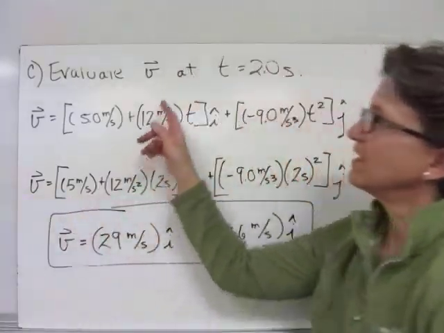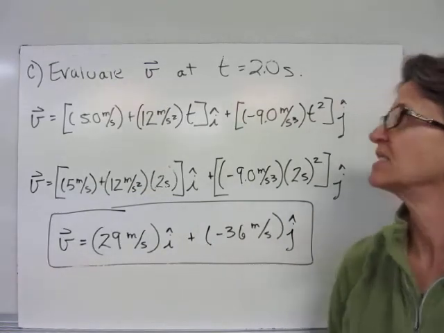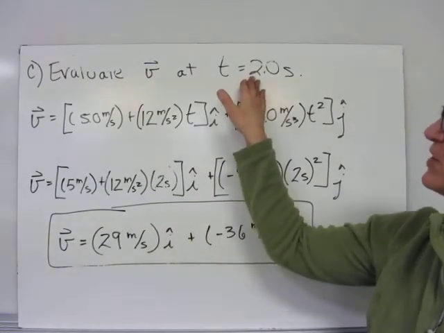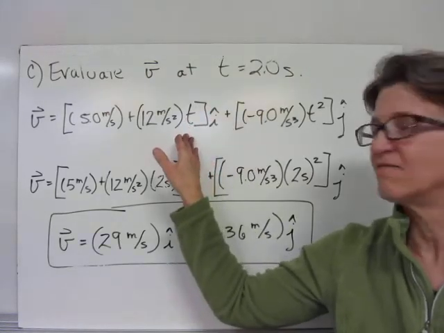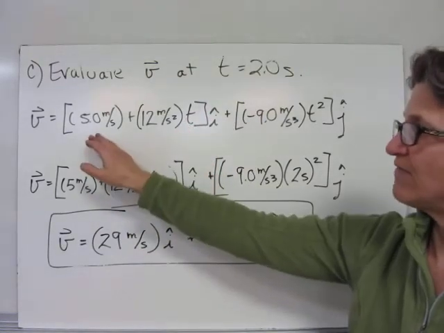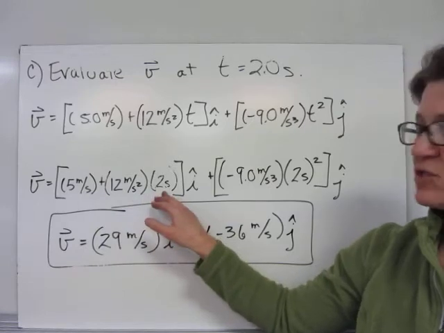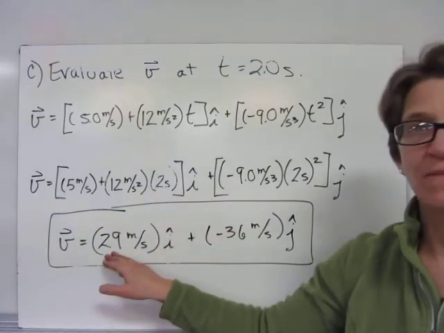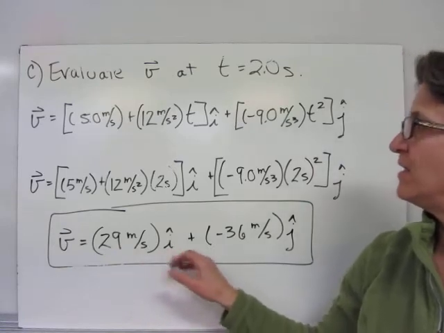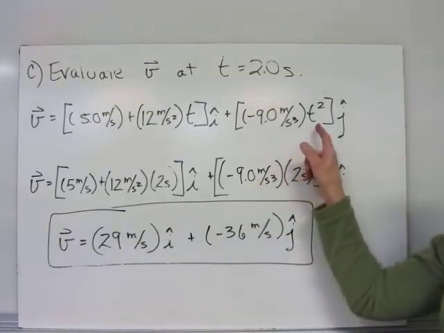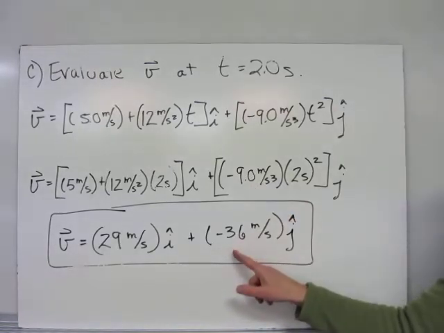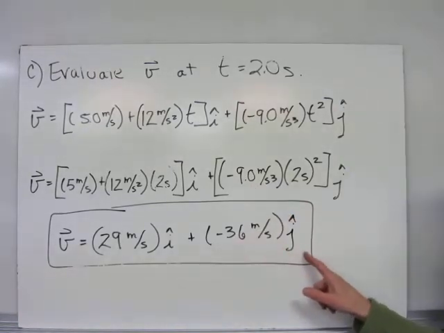Let's evaluate our instantaneous velocity at t equals 2 seconds. So we're going to use 2 every time we see the t variable. So we have 5 plus 12 times 2 for our i value, which gives us 29 meters per second i. For our j value, we have 2 squared times -9, which gives us -36 meters per second for our j value.